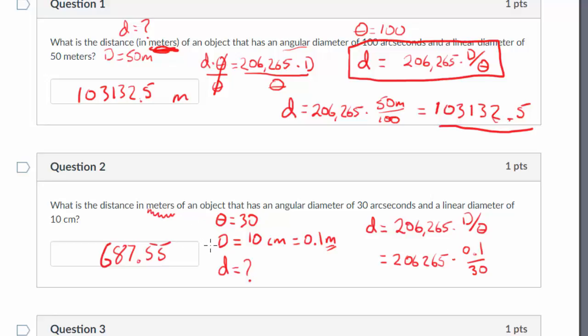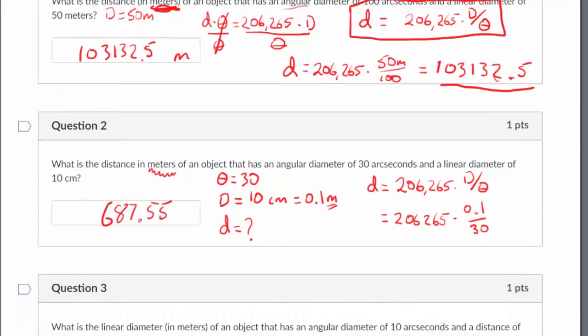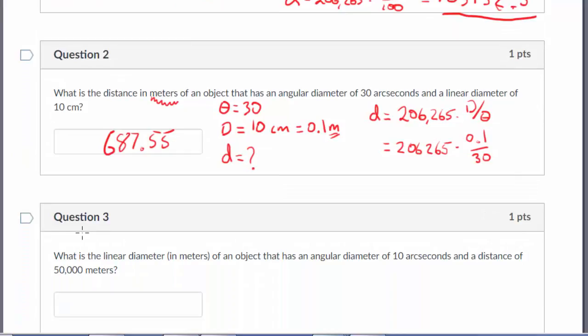Alrighty. Okay. Let's go to question 3. Now it asks us to find the linear diameter, which is capital D. An object has an angular diameter of 10 arc seconds and a distance of 50,000 meters. So again, I'm going to write down what it tells me here. Theta is 10 arc seconds. The distance is 50,000 meters. Okay, so those units, meters, are the same as what I want for my diameter. And I'm trying to solve for capital D now.